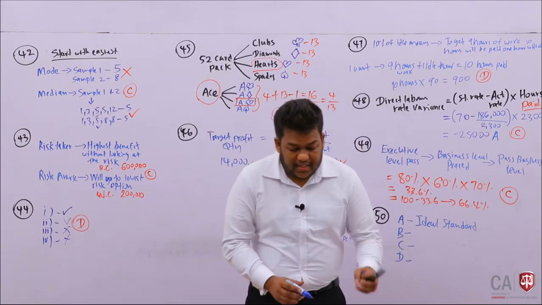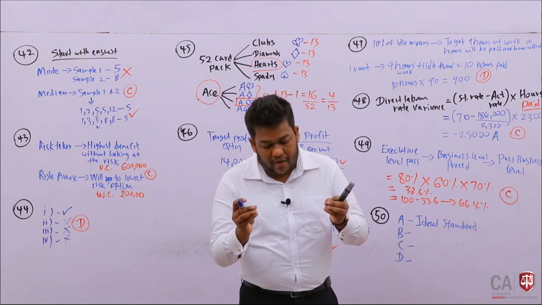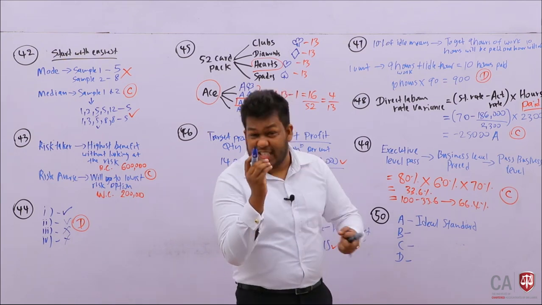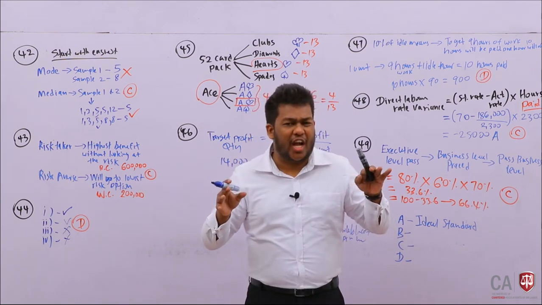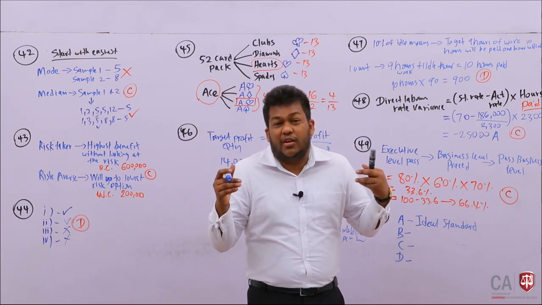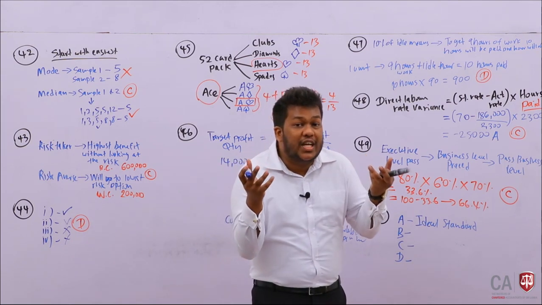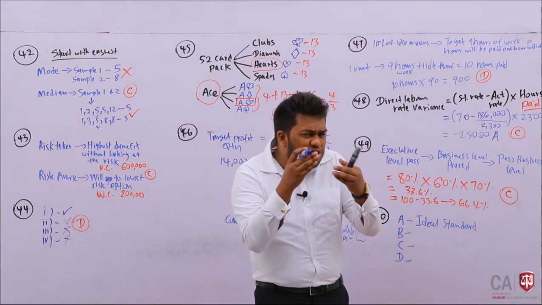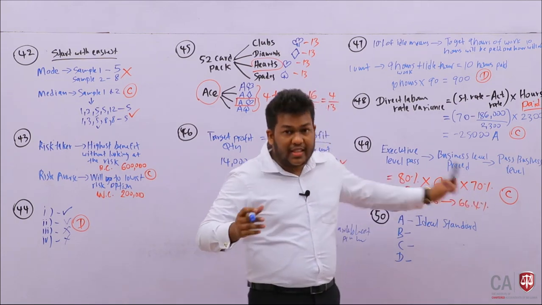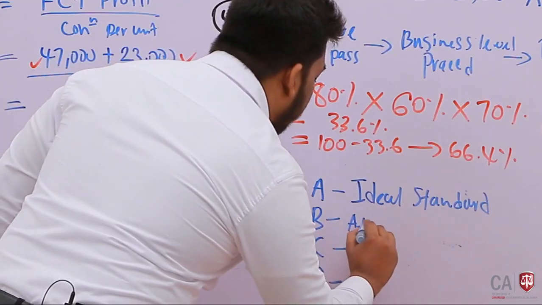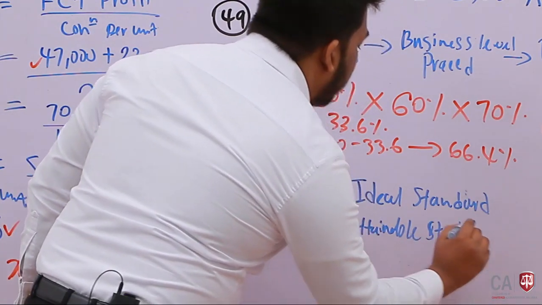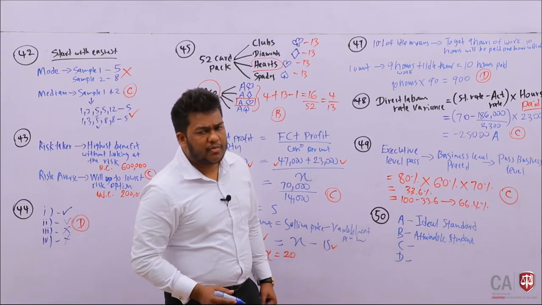B is what? A standard which assumes an efficient level of operation but which includes allowance for factors such as normal loss, waste and machine downtime. If you are writing in examination, maybe because of the time, maybe because you cannot remember something, maybe because your logical arrangement is not correct, in that case you will lose some marks. Let's say you are getting 85% marks. That is what? That is attainable. You can attain this. Attainable standard.